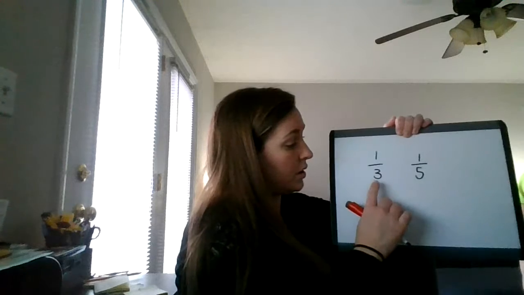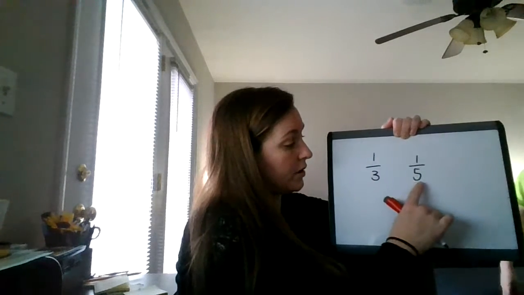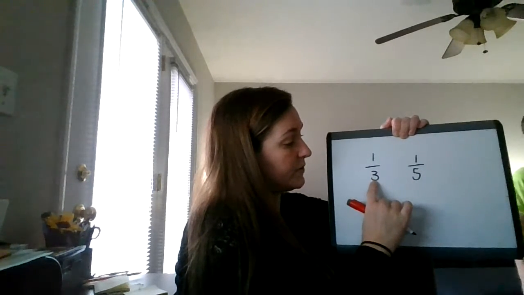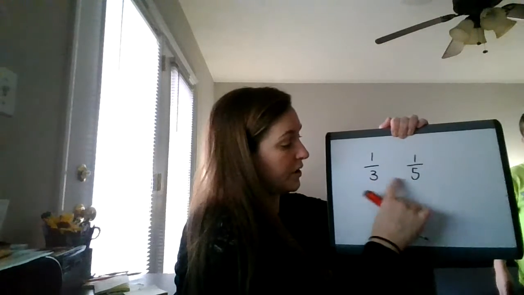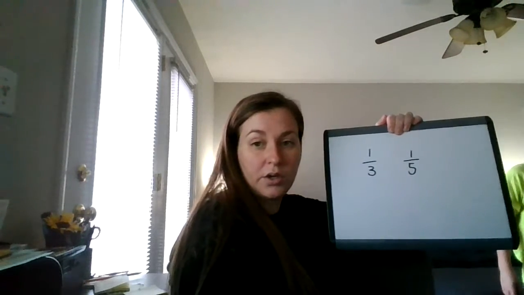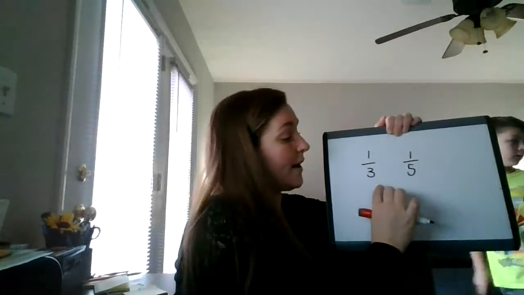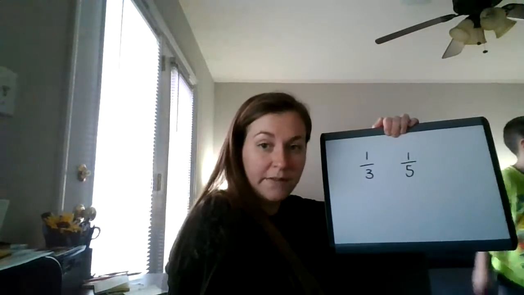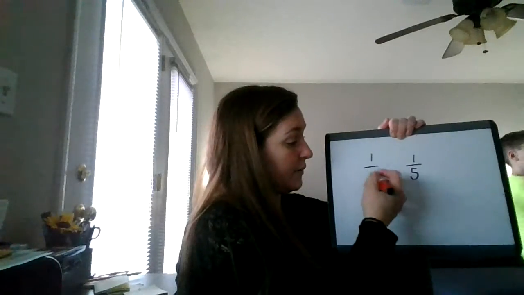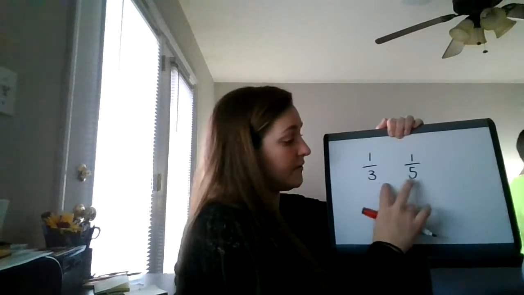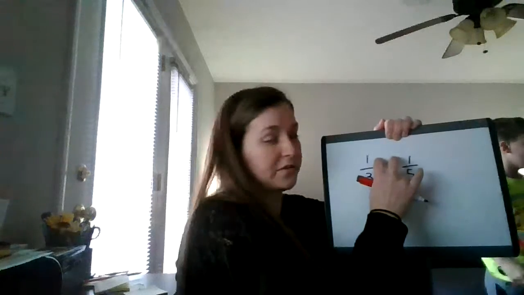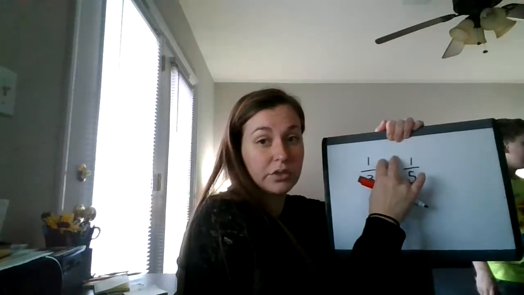Well, the denominators, 3 and 5, if I were to multiply my denominators by the opposite number, then I would get a common denominator, meaning they would both be the same. But anything that I do to the bottom, I also have to do to the numerator. I have to just do to the top.